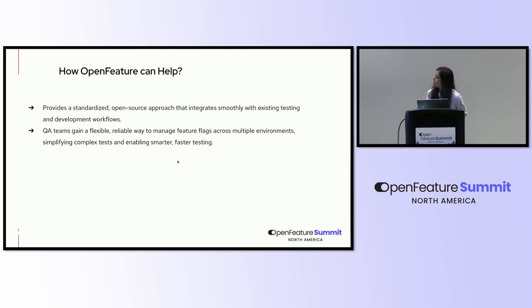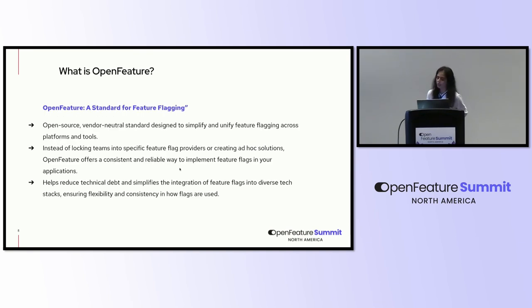So let's take a closer look at OpenFeature. In short, you can say that it is the standard for feature flagging. OpenFeature is an open source, vendor-neutral standard designed to simplify and unify feature flagging across platforms and tools. Instead of locking teams into specific feature flag providers or creating ad hoc solutions, OpenFeature offers a consistent and reliable way to implement feature flags in your applications. This approach helps you reduce technical debt and simplifies the integration of feature flags into diverse tech stacks.